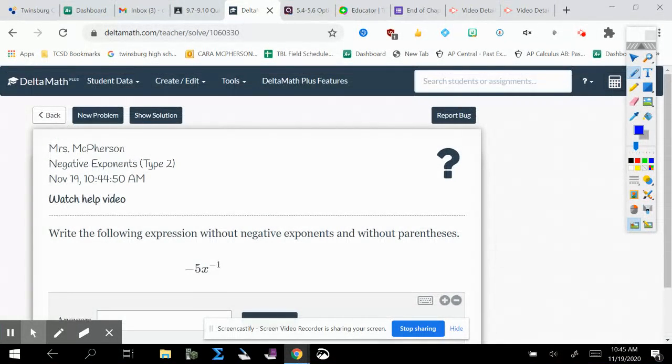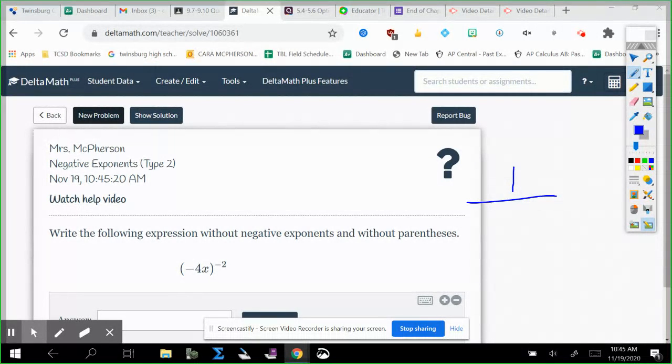Let me show you another one of this type. Let's see if I can find one that's a little more involved. Okay, so this one. This whole thing is to the negative 2 power. So I'm going to move that whole thing to the bottom. When I do that, I'm still going to have the negative 4x, but now it's in the bottom being squared. Once I move it, it's no longer a negative power. But then this problem says it doesn't want parentheses anymore, so you are going to have to square it out.